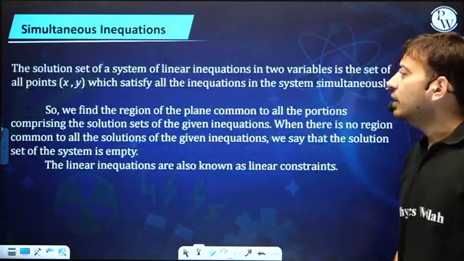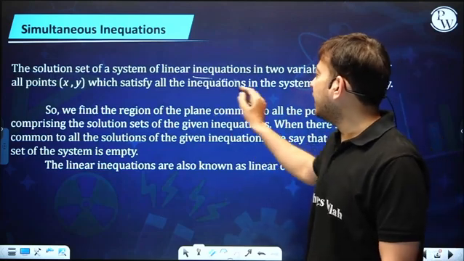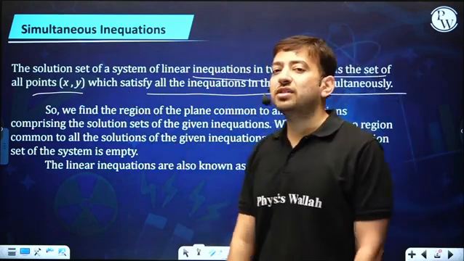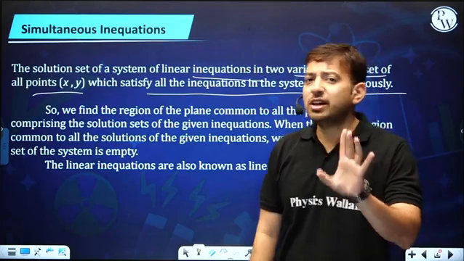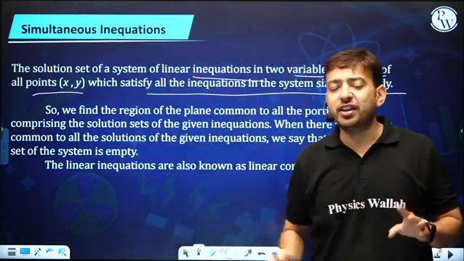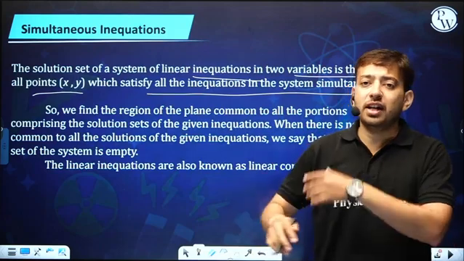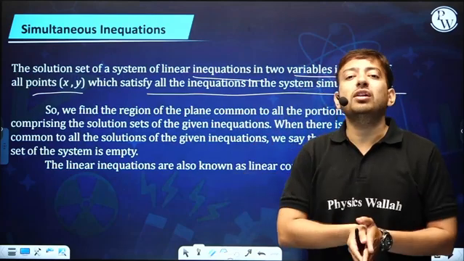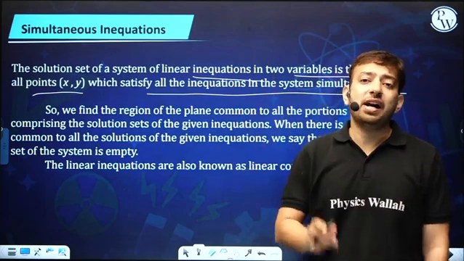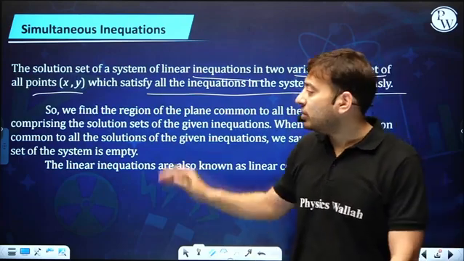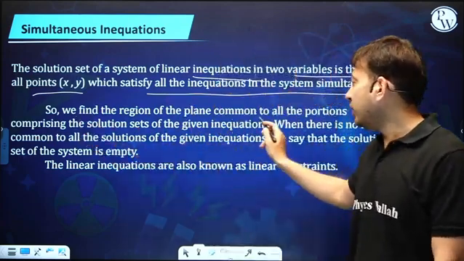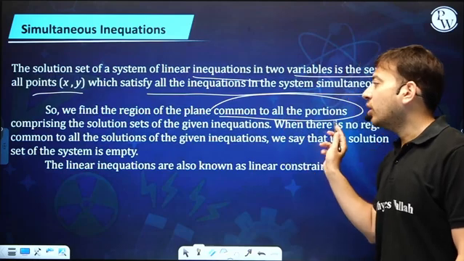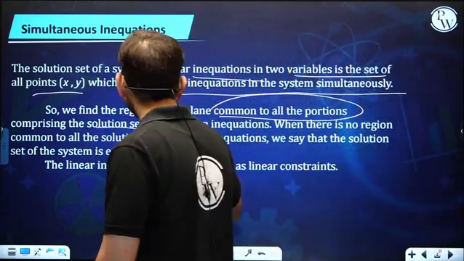Okay. Now, the solution set of a system of linear inequations in two variables is the set of all points which satisfy all the inequations in the system simultaneously. So, sir, that was about only one equation. We draw the line, we shade the region. But if there are more than one, suppose two inequations, three inequations, or four inequations, then the common part of all such regions will be your solution set. So we find the region of the plane common to all the portions. That is what I've told you. You need to find the region common to all the portions comprising the solution set of the given inequations.